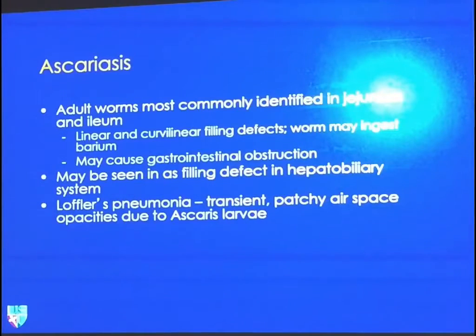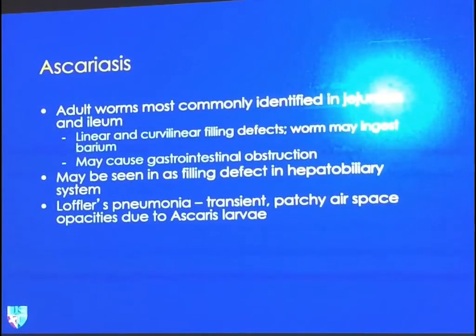If you're doing just an X-ray rather than a small bowel follow-through, depending on the burden of disease, you may actually see gastrointestinal obstruction. Occasionally, these worms can migrate through the bowel, find the sphincter, end up in the biliary system, as I showed you in this case, and they can lead to biliary dilatation. And then also you can develop a phenomenon where you get these transient airspace opacities in your lungs, and that's something called Loeffler pneumonia.